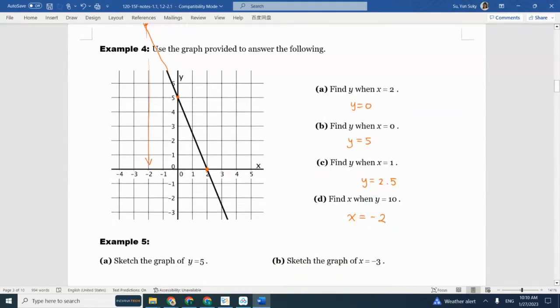So I can give you the graph, and then I can give you the x values, ask you to find the y value, or I give you the y value and ask you to find the x values.